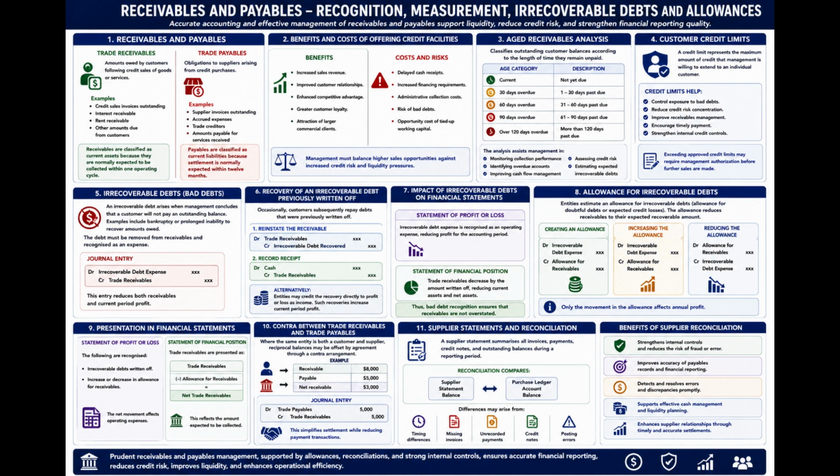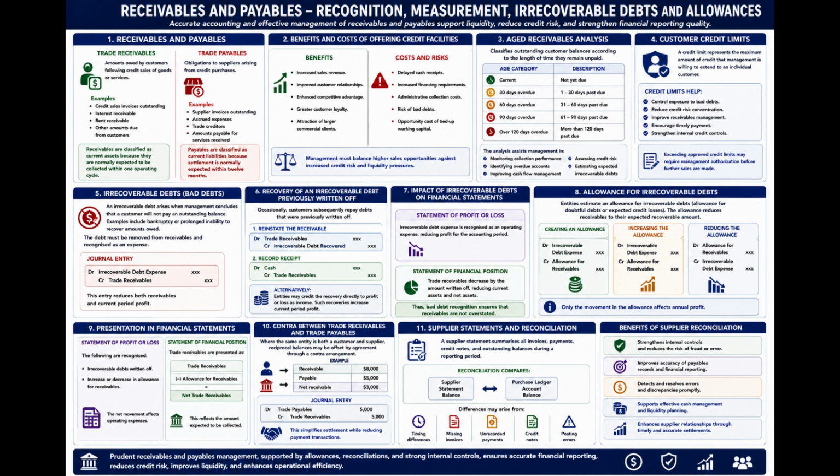9. Presentation in financial statements. Statement of profit or loss. The following are recognized: irrecoverable debts written off, and increase or decrease in allowance for receivables. The net movement affects operating expenses. Statement of financial position. Trade receivables are presented net of the allowance. This reflects the amount expected to be collected.